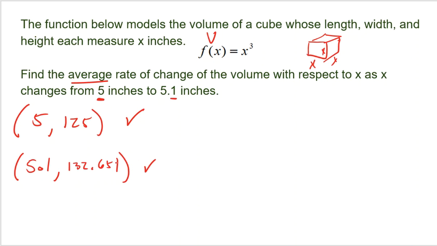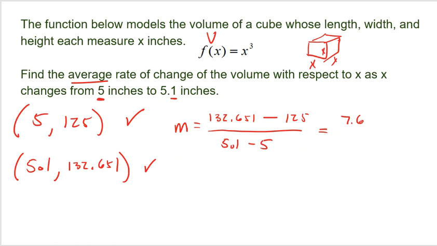So if I say, okay, from this cube with a dimension of 5 to the second cube with the dimension of 5.1, how did the volume change? Well, I'm basically finding the slope between these two points. So I'm going to take f of 5.1, which I already know is 132.651, and subtract f of 5, the original volume of 125, all divided by, again, my x's went from 5.1 down to 5. So in my numerator would be 132.651 minus 125, that's 7.651, all divided by 5.1 minus 5, which is 0.1. So once again, I'm finding the average rate of change.